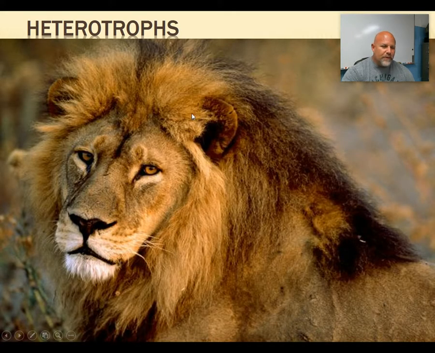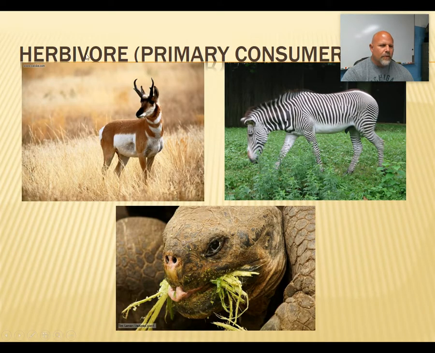Heterotrophs are going to be something that eats something else. Hetero means other. Troph means food, so they're going to eat something other for food. Autotroph meant self-food, so they're going to make their own food. Herbivores, also known as primary consumers, are going to be things that eat plants. You see a couple of examples here: pronghorn sheep, zebra, and a Galapagos tortoise. Those are all herbivores.